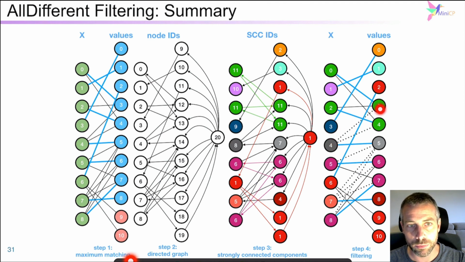So this value can be removed from the domain of that variable because there is no maximum matching that would involve this edge. That's the same for this one, and all the dashed edges that I have represented there. That's the algorithm for filtering the AllDifferent constraint and achieving domain consistency for that constraint.